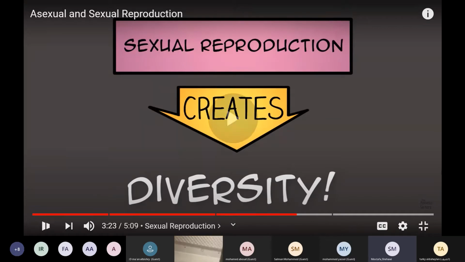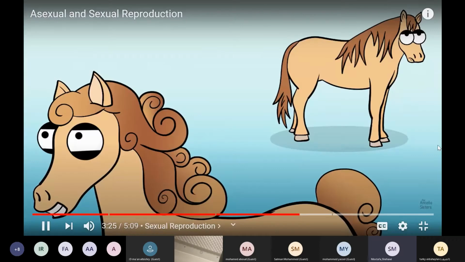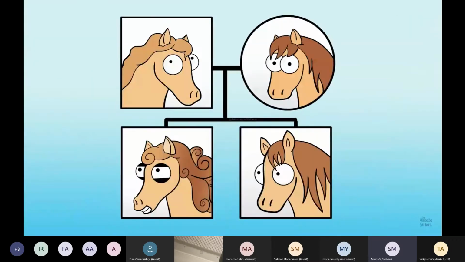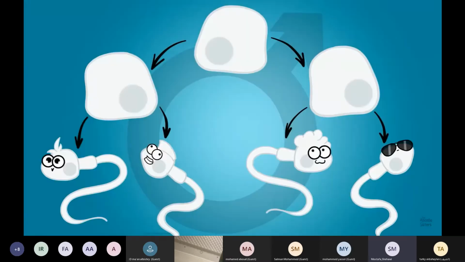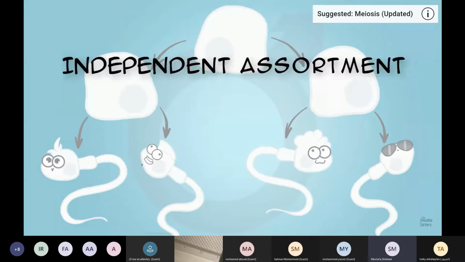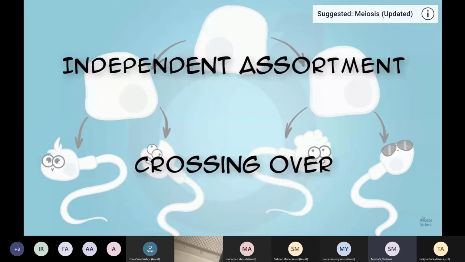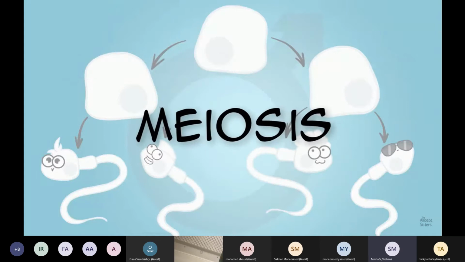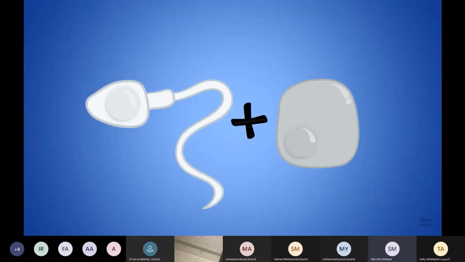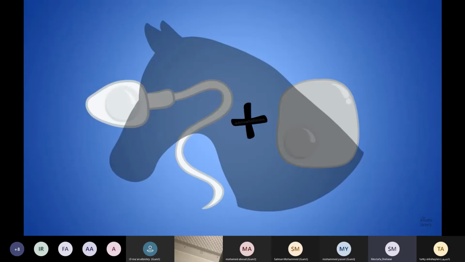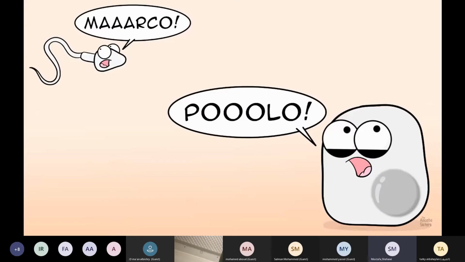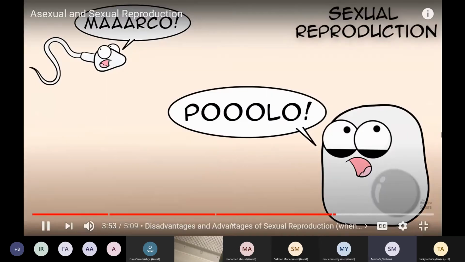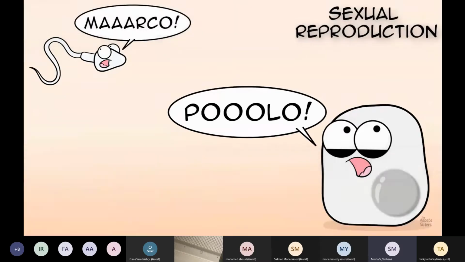Let's see how this happens. In sexual reproduction, the offspring are not clones. They receive genetic information from their two different parents. And gametes themselves tend to be different from each other due to independent assortment and crossing over, which both happen when the gametes are made in a process called meiosis. Check out our meiosis video for more about that. So the gametes are different from each other and they combine to make a unique organism. Now, sexual reproduction can be more time consuming because it does require two gametes finding each other and uniting.